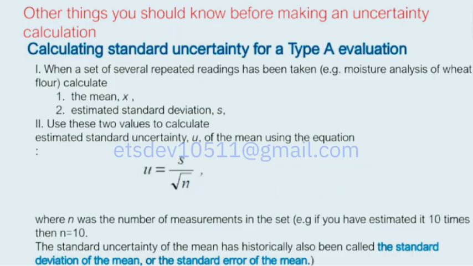So the standard uncertainty of the mean has historically also been called the standard deviation of the mean or the standard error of the mean. So this is very important, and actually this is one of the only calculations or experimentations the laboratory has to do for the measurement of uncertainty, because everything else you will be taking from certificates or calibration certificates or purity data which is given on the chemical bottles.